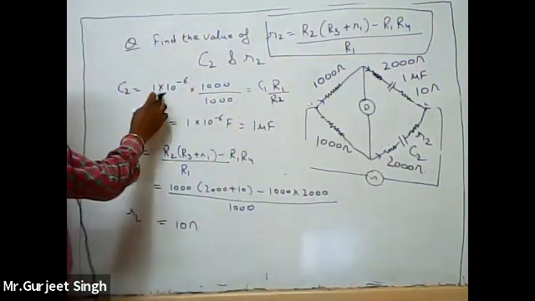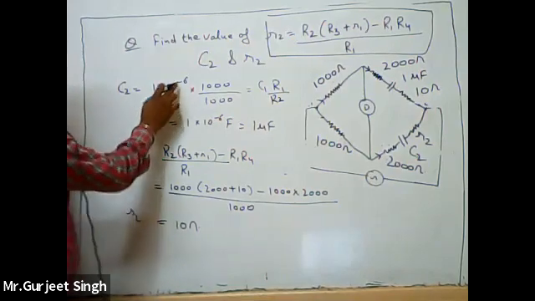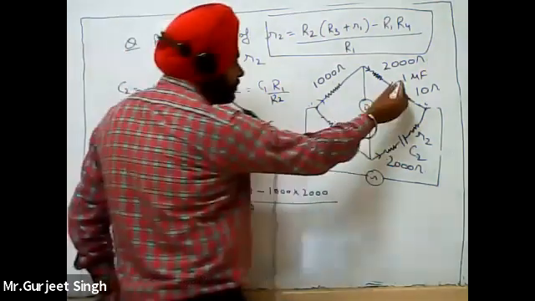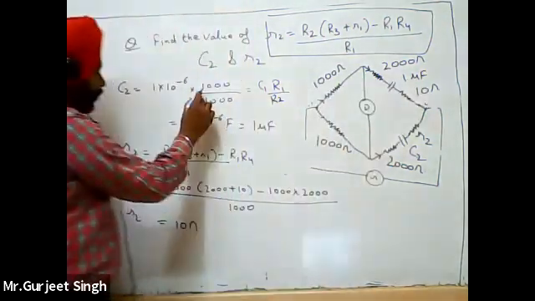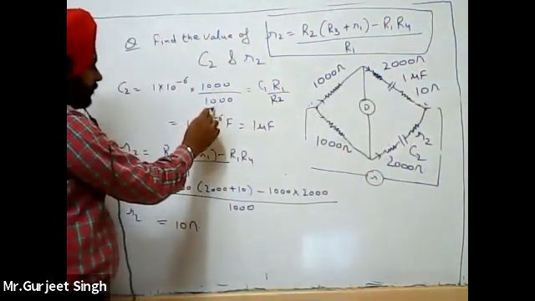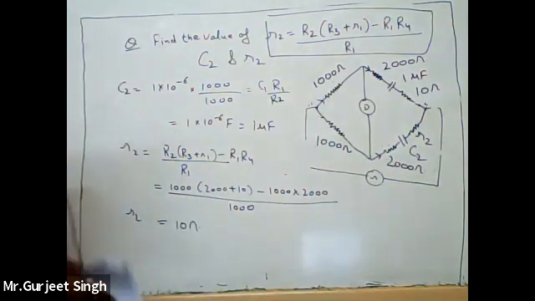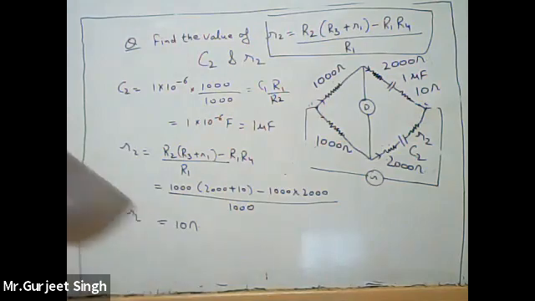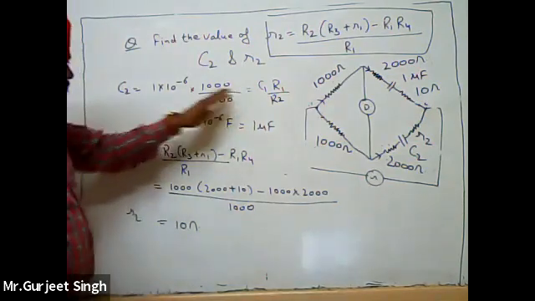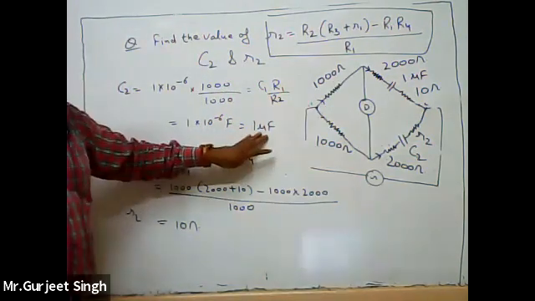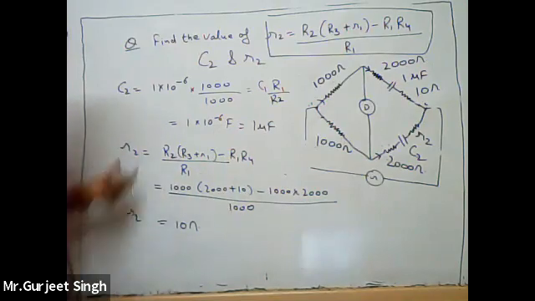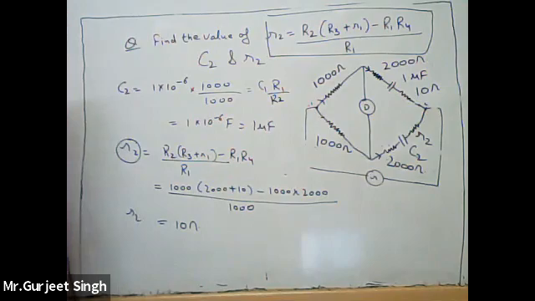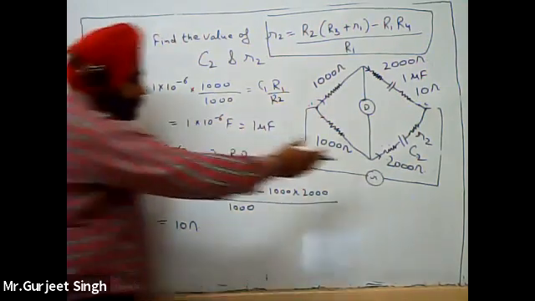Okay, so we put the value of C1 as 1 into 10 raised to power minus 6 farad, because this value is 1 microfarad. R1 is 1000 ohm, R2 is 1000 ohm. So we put these values, and the value of C2 is 1 microfarad. Okay, then we have to find out the R2 value also. This is the loss value of the capacitor C2.